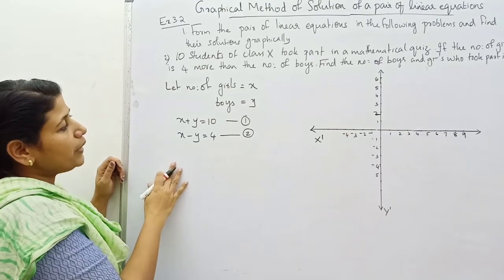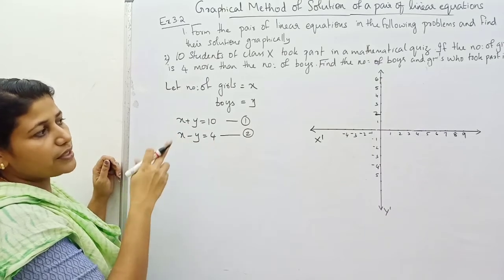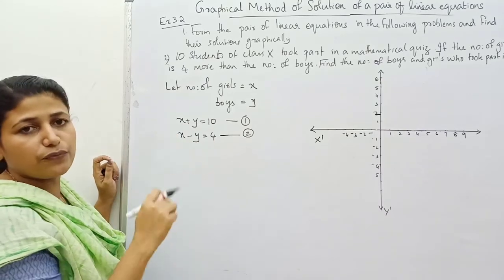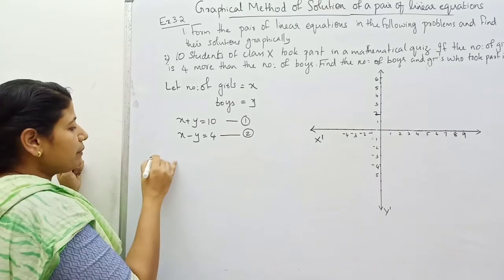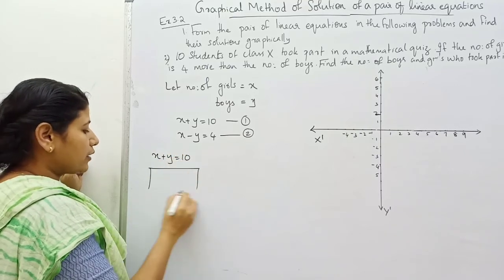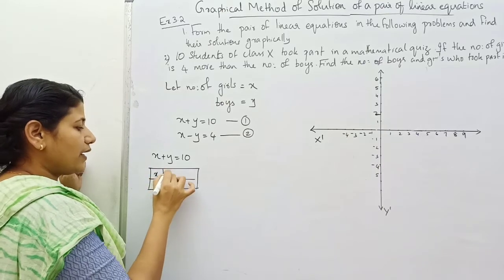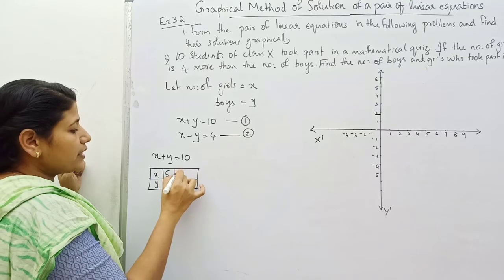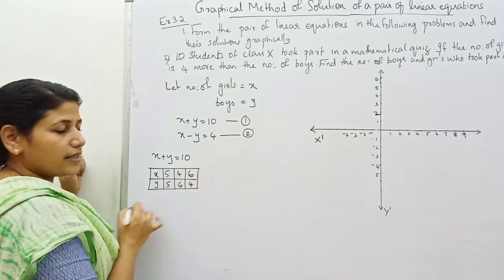Now you want to make a tabular column, plot the points on the graph and draw the graph. After that, from the graph you have to find the number of boys and the number of girls. Okay, first I am taking x plus y equal to 10 as the equation, and I am making the tabular column with x and y. This is very simple, that's why I am taking x as 5, then you will get y as 5. And if x is 4, y is 6. And if y is 4, x is 6.